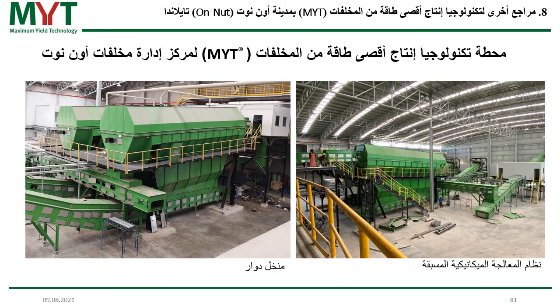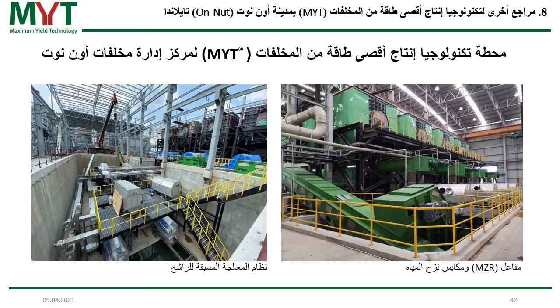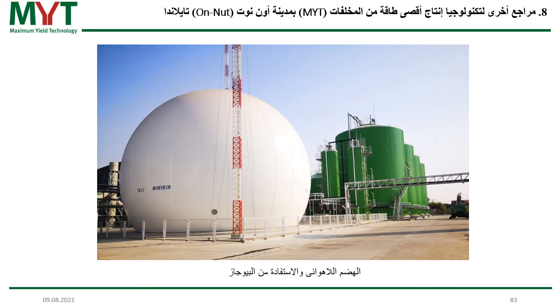Here you see how the sieve drums have been put on in Onut, the mechanical pre-treatment. Here, this is the MZRs, the mixers and the dewatering presses. And on the other side, the leachate pre-treatment system. So this is the water treatment. So here you have the anaerobic digesters and the biogas utilization.